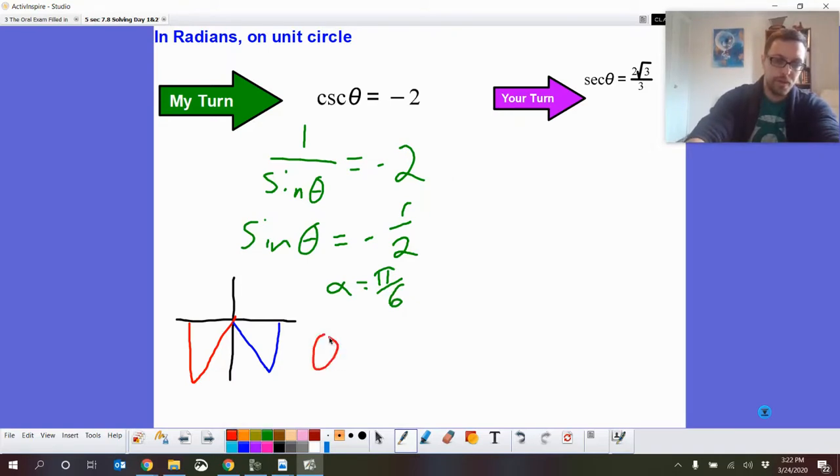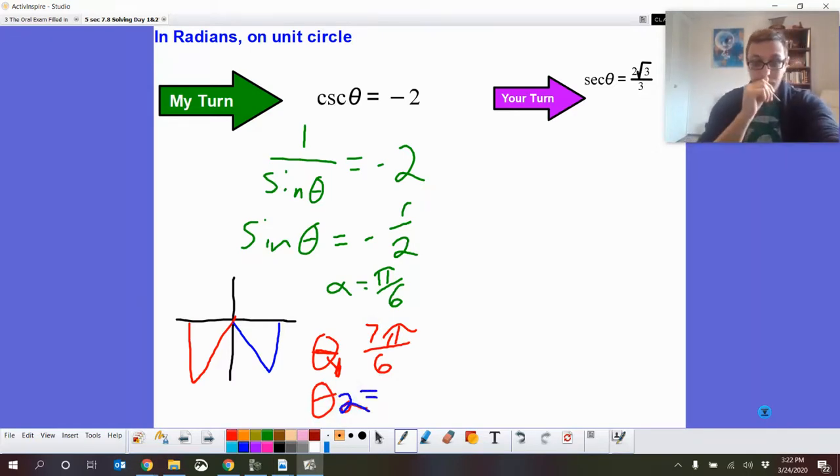For the red quadrant, my theta, not Q, I keep writing Q's, my theta is going to be 7 pi over 6. And my theta 2 for the blue one, which I totally changed to blue, let's make that 2 look better, is going to be 11 pi over 6. And that's just oral exam video stuff. If you want to check out the oral exam videos for more details about how to do that, please do.